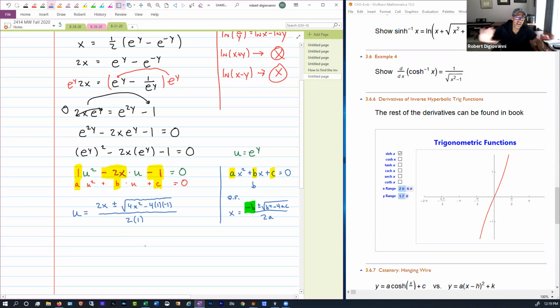Remember, at the end of all of this, we're trying to solve for y, right? Right now, we don't even have y here. We just have u's and x's. But I'm going to clean this up. u is equal to, let's see, 2x plus or minus square root. This becomes 4x squared plus 4, over 2.